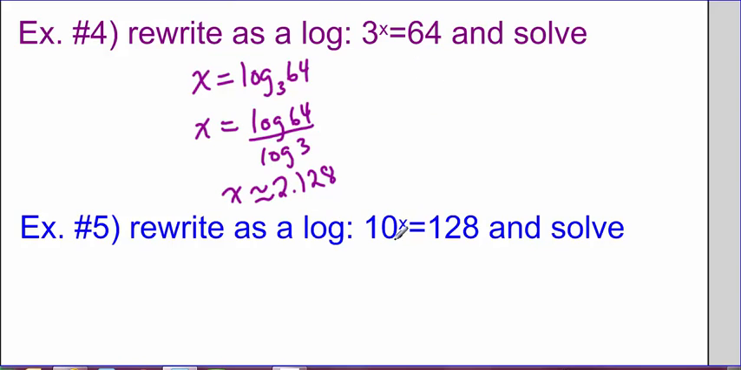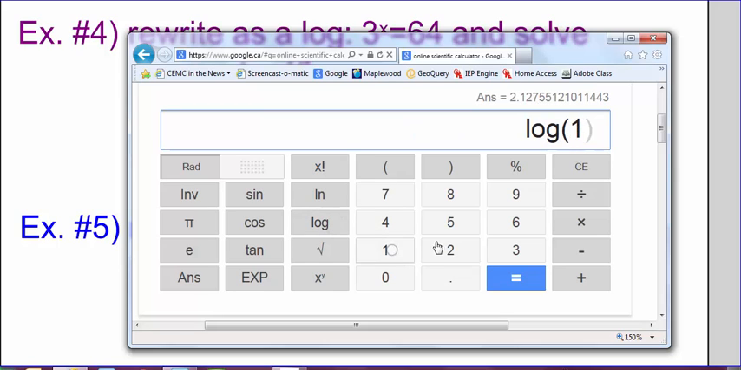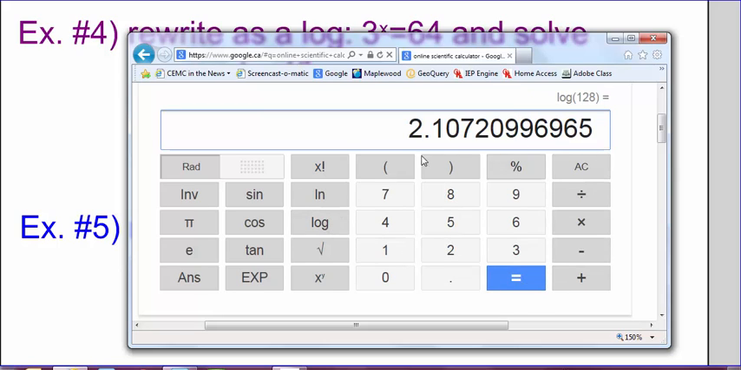Now, as we just mentioned, if we're looking at something with a base of 10, the calculator actually does base 10 by default. And so my exponent will be equal to log base 10 of 128. I could write that just as a log with no base written. Again, base 10 is understood. And so now it's going to be log of 128. And I don't have to do the base 10 part. So it's 2.107, I guess.